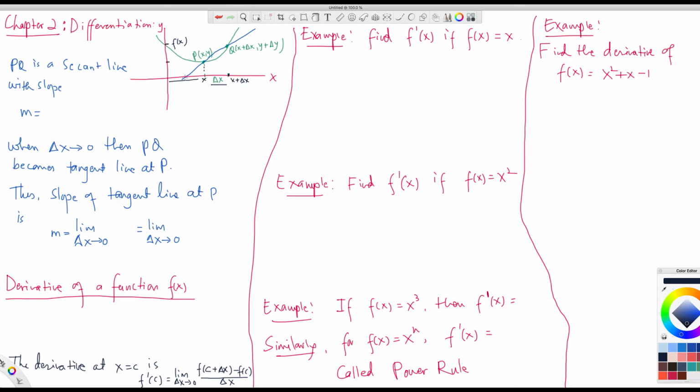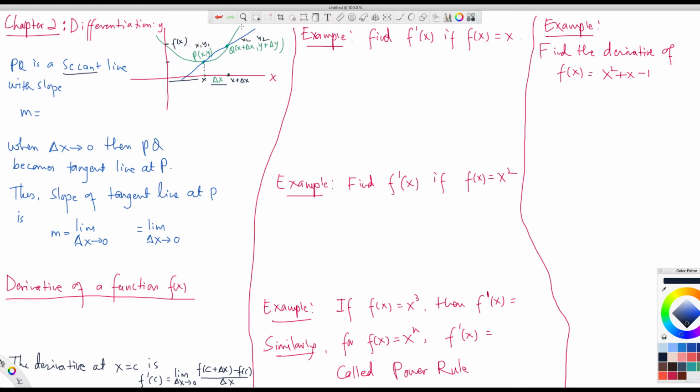So what is the slope of the line joining PQ? We call PQ a secant line. Why do we call it a secant line? A secant line is a line that intersects a curve at 2 points, or more than 1 point. So this is a secant line. The slope of the secant line is, you can think this has coordinates (x1, y1) and this has (x2, y2), right?